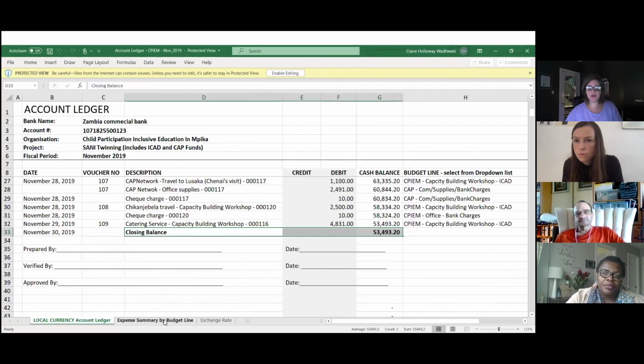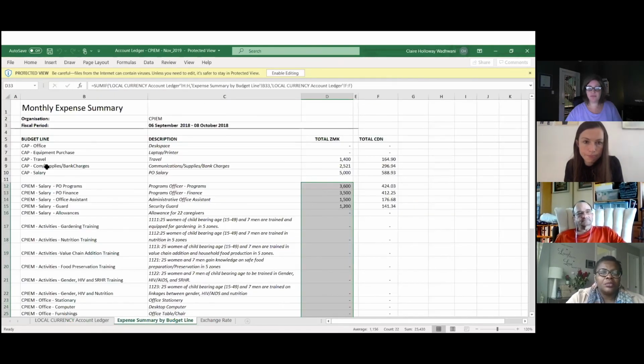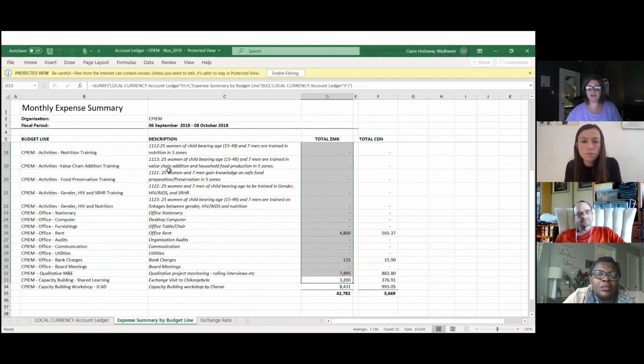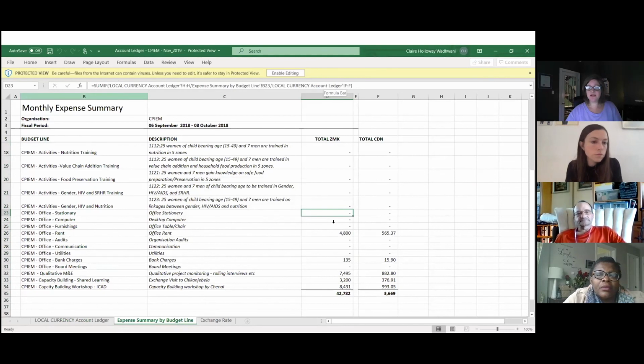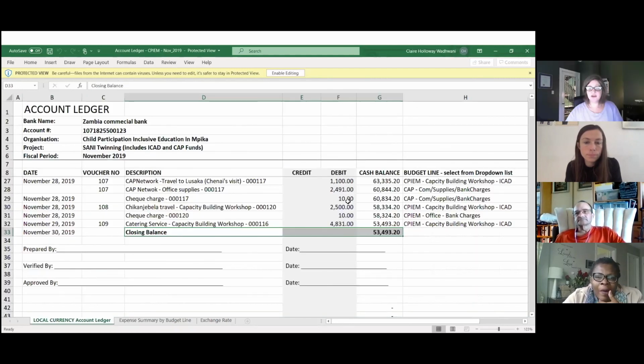But what I wanted to show you is that we also have this expense summary by budget line. This is the project budget report. This is the report that is rolling up all of the expenses for that project and period, based on the budget line for the project. And all this is because it's in Excel. If you look here, there's a formula that is rolling up the numbers from the account ledger. And so Grace, this is, I think, to the question that you were asking.